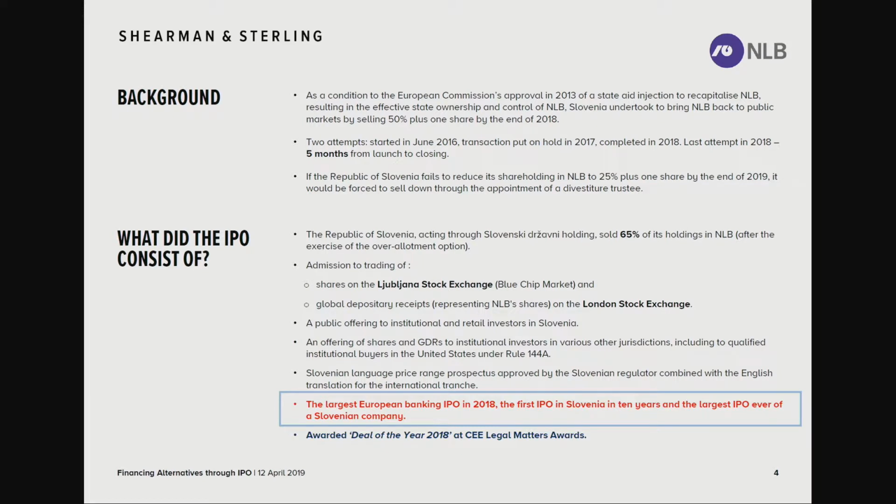I mentioned trading on the Ljubljana Stock Exchange and the GDRs on the London Stock Exchange. It was one of the largest IPOs last year in Europe, definitely the largest ever IPO out of Slovenia, and the first IPO in Slovenia in 10 years. And we had the privilege to work on this transaction.